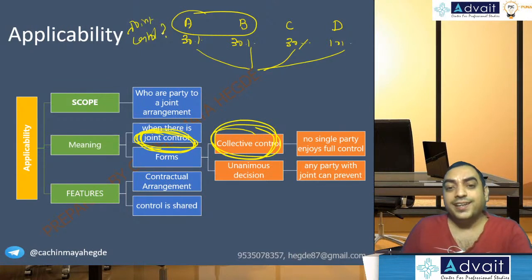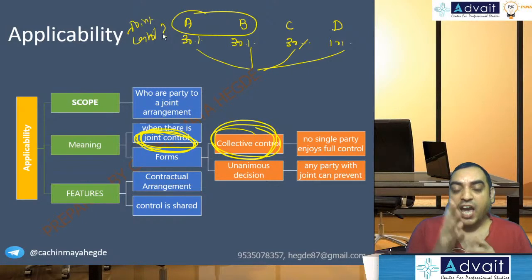Can you confirm it? Do A and B have joint control? Can you please message in the live chat? Do A and B have joint control? 30%, 30%. Together they have 60%. So do A and B have joint control? Can A and B together be said to have joint control?